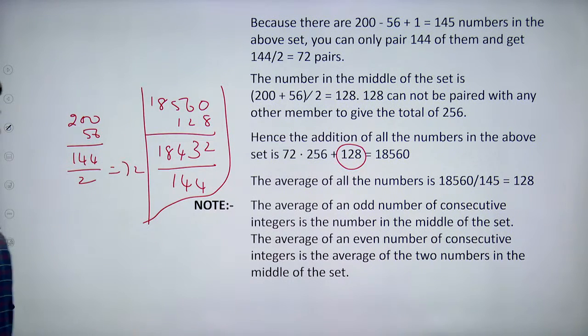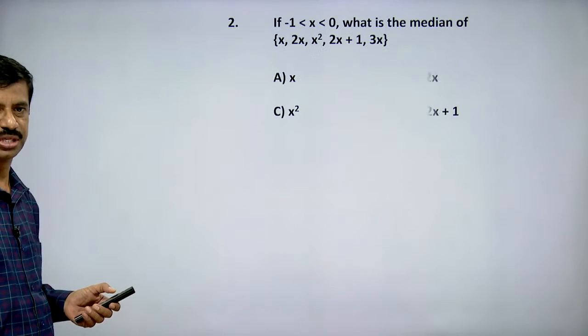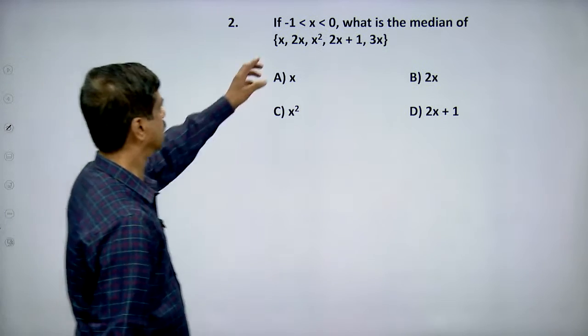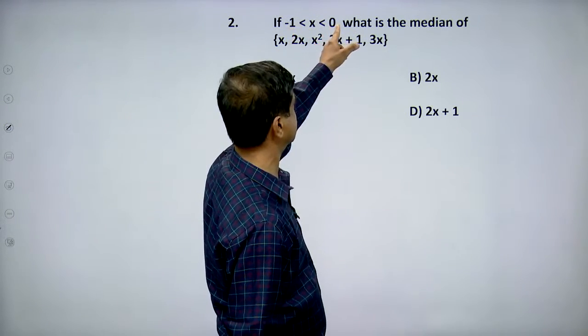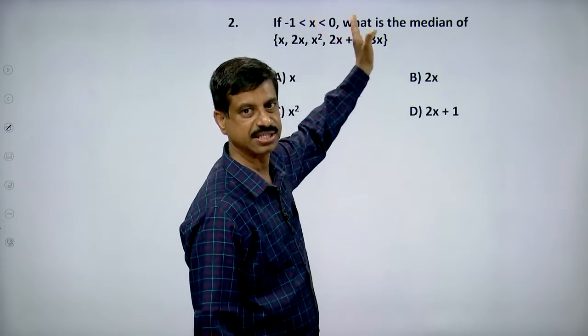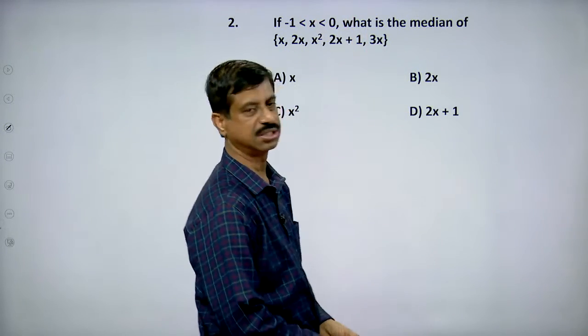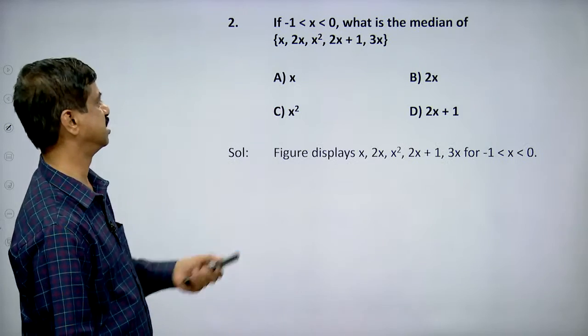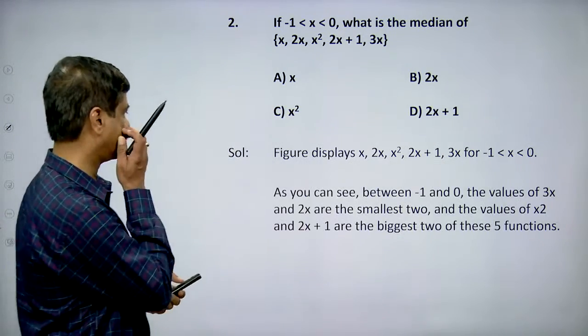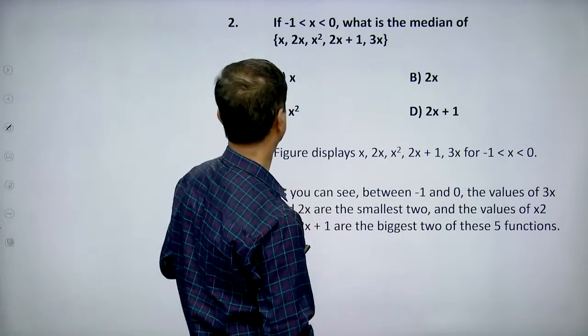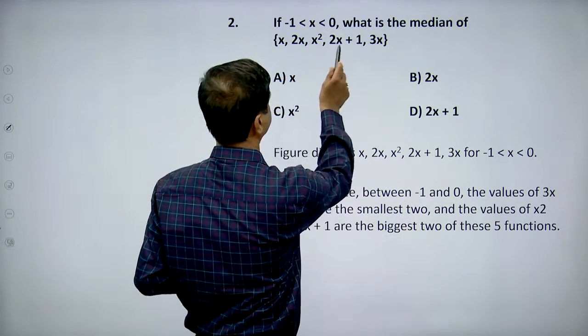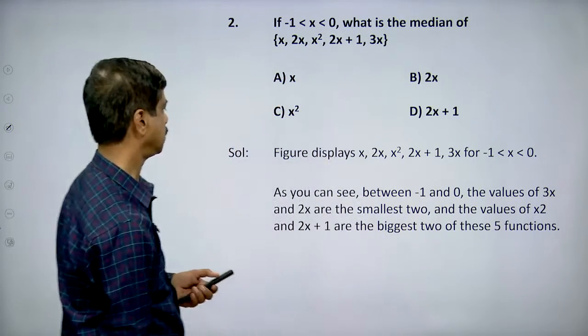Right, children? So let us go to the next question. Look at this. If x is greater than minus 1 and less than 0, that is, minus 1 is less than x is less than 0, what is the median of these terms? Median means we will see the middlemost term. So how many terms do we have? 1, 2, 3, 4, 5 terms.